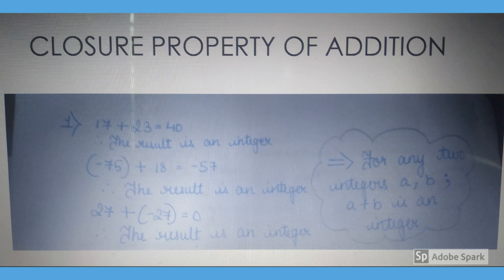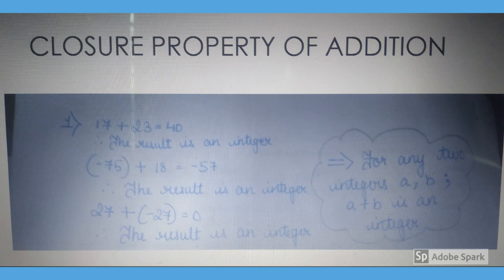So we can see here that 17, which is an integer, and 23, which is an integer, when they are added together we also get an integer, which is 40. So both of them are integers. Okay, so therefore the result is an integer also. Minus 75 plus 18 is equal to minus 57. So therefore the result is also an integer. And in the third example, 27 plus minus 27 is equal to 0. So 27 and minus 27 are also integers, and 0 is also an integer. So therefore the result is also an integer.